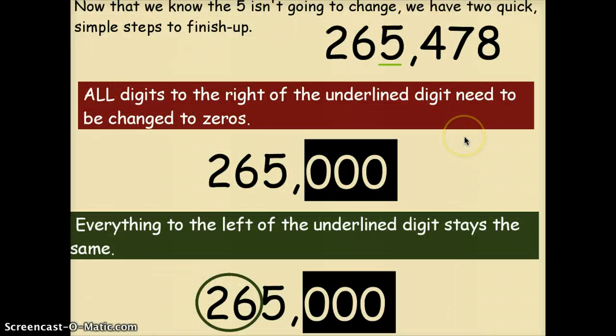We still have a couple steps left to finish our problem. We know that the 5 isn't going to change. We do, however, need to change all of the numbers after the underlined digit to 0. So the 4, 7, and 8 become zeros. Everything to the left of the underlined digit stays the same, so the 2 and the 6 can stay in place.